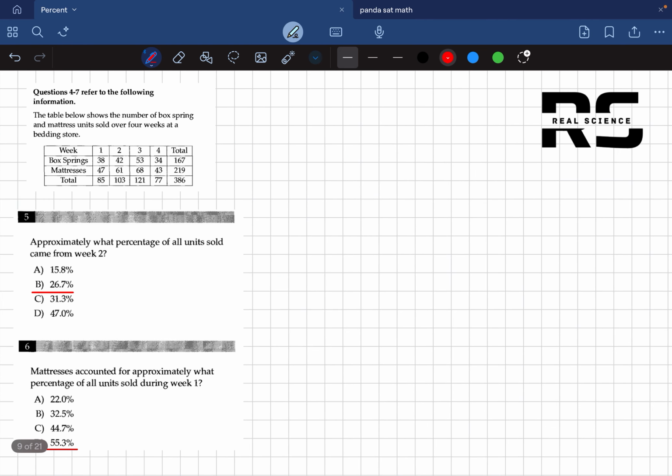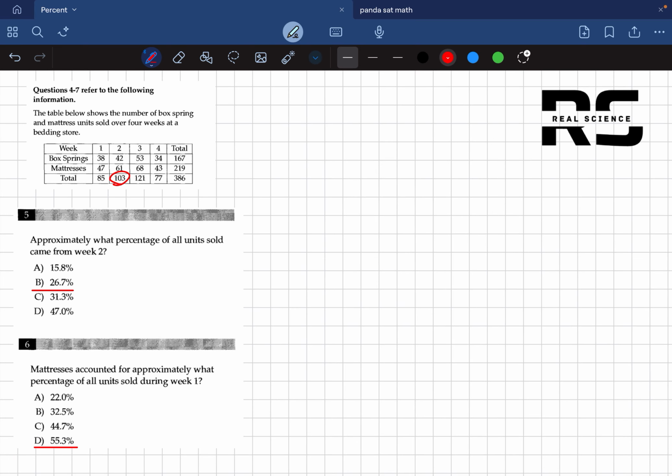Let's look at number 5. Approximately what percentage of all units sold came from week 2? Well, in week 2, we total sold 103. And in total, we've sold over 386. And in order to understand that, we just divide 103 by 386 and multiply that by 100% in order to understand approximately what percent of all the units sold specifically came from week 2.